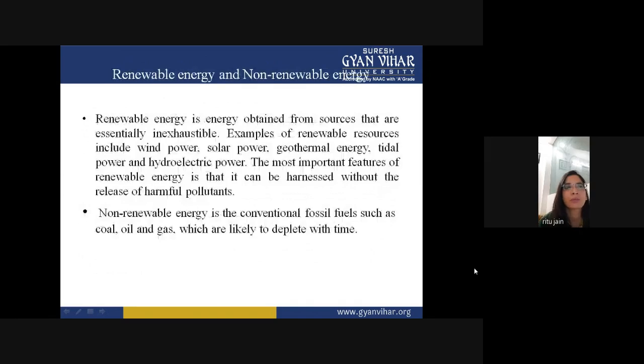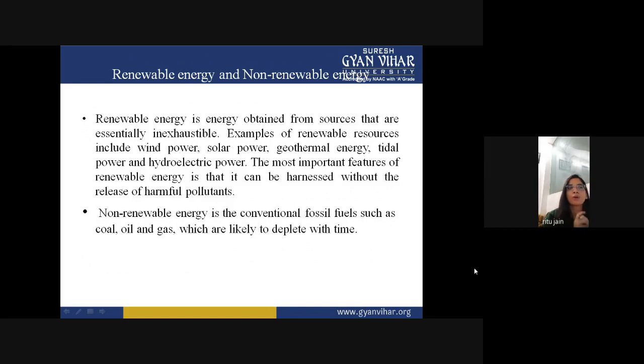Now we come to renewable energy and non-renewable energy sources, which is very important these days, when we see the energy crisis. So first we will discuss what renewable energy sources are. Renewable energy is energy which is obtained from natural sources, right? So natural sources may be solar power, geothermal power, tidal energy, hydroelectric power, and the most important feature of renewable energy is that it can be generated without any kind of pollution.